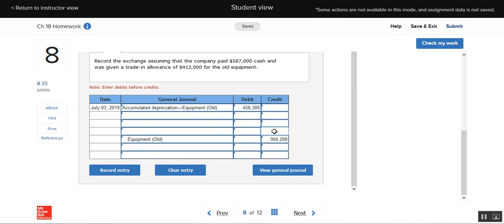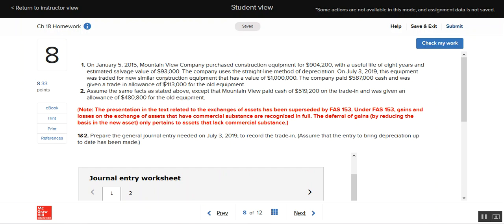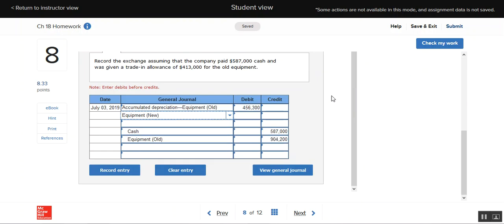We paid cash of $587,000. So that's pretty straightforward. We need to put the new equipment on the books. It has a value of $1 million. And that $1 million looks like it's made up of the $587,000 and the $413,000. So that new equipment goes on the books for $1 million. And I don't think I'm missing anything.